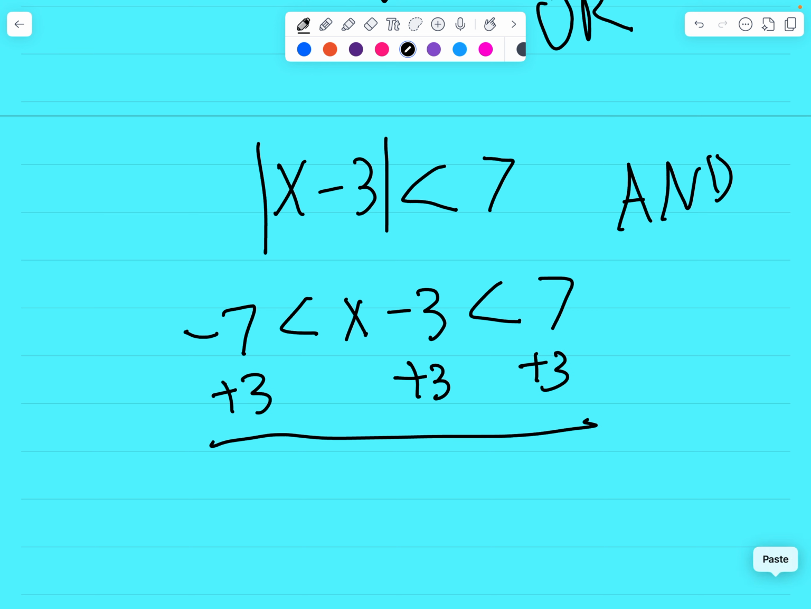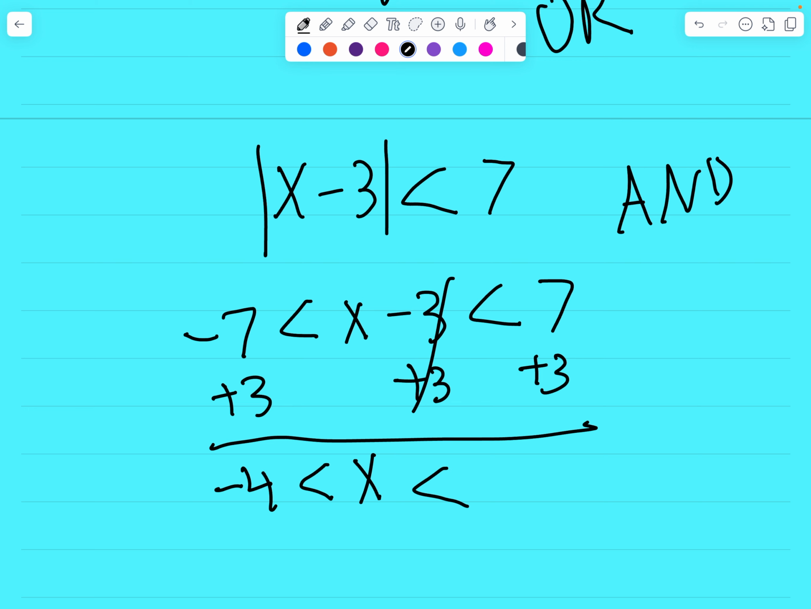What's negative 7 plus 3? Negative 4. If you're in debt by $7 and someone gives you $3, it helps you, but you're still in debt by $4 now. Those cancel out. So then you have x is less than 10, because 7 plus 3 is 10.